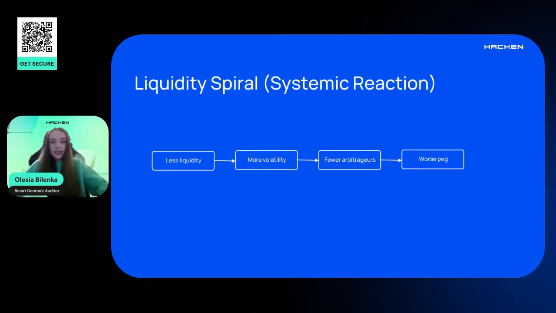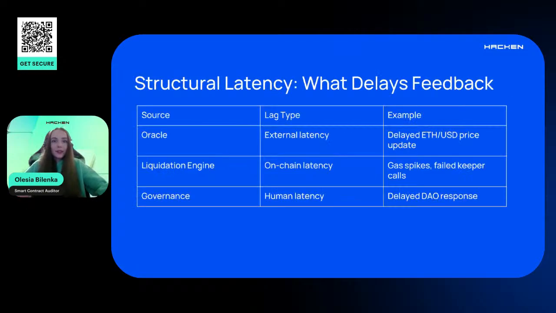This delayed feedback can happen at multiple layers. The first one, which we already discussed, is external latency. It is about oracles which update prices with delays. Then the on-chain latency, for example, when gas spikes delay keeper calls, and just human latency, for example, when DAO governance reacts too slowly to some market conditions.